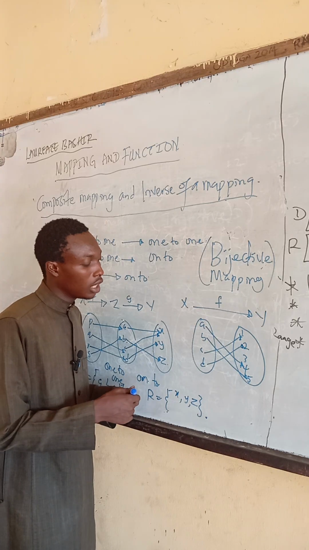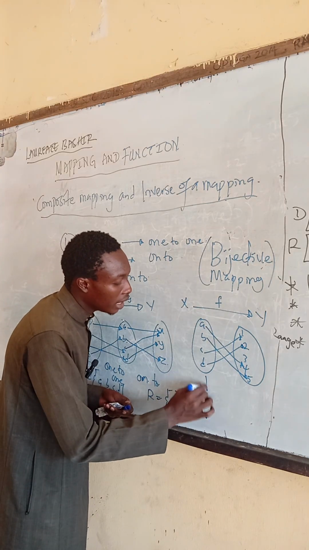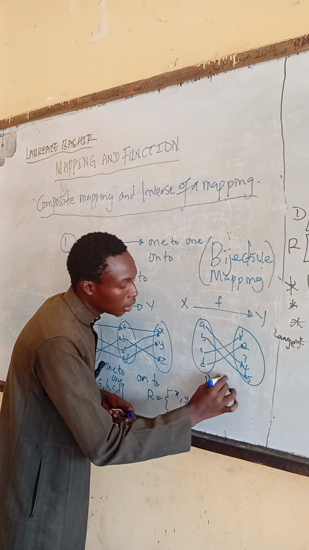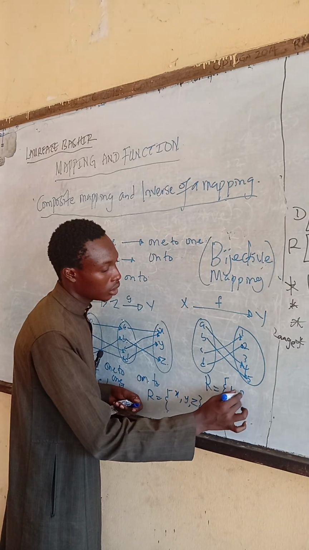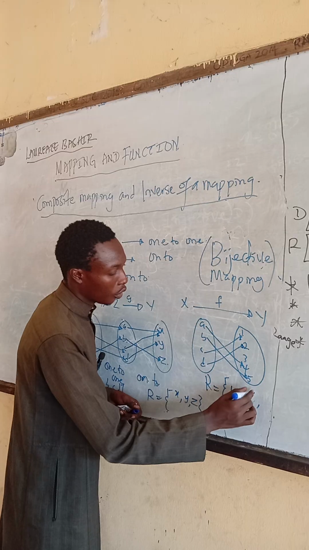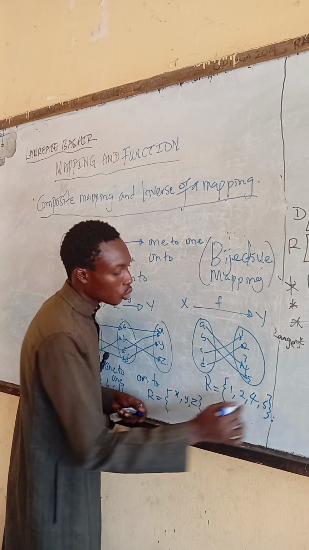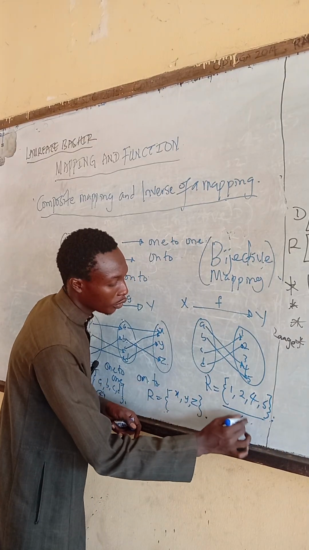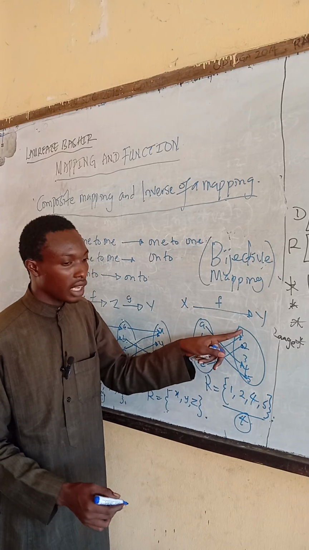Yes, this is one-to-one mapping. But the range here is what? What is the range? 1, 2, 4, and 5. So how many elements of range do you have? 4. And what is the number of codomain that you have? 5.